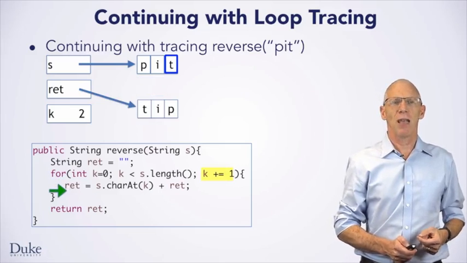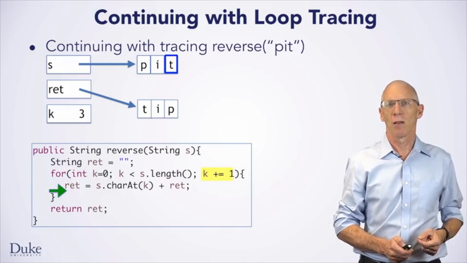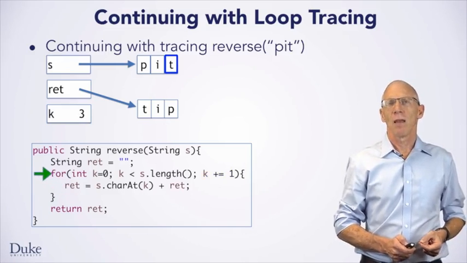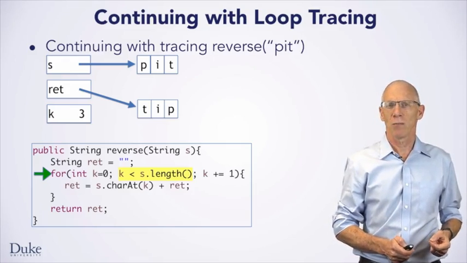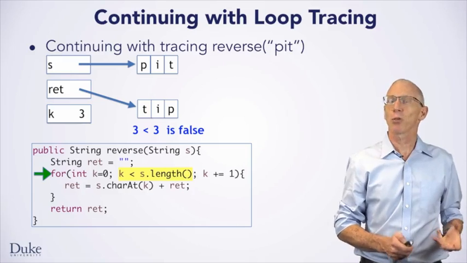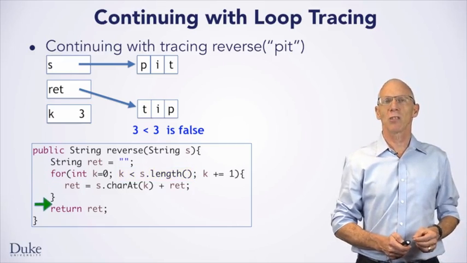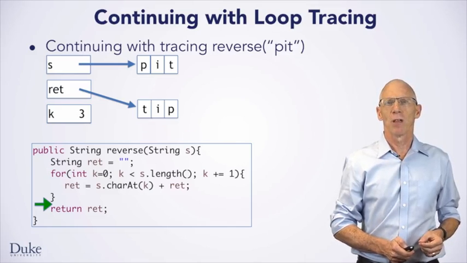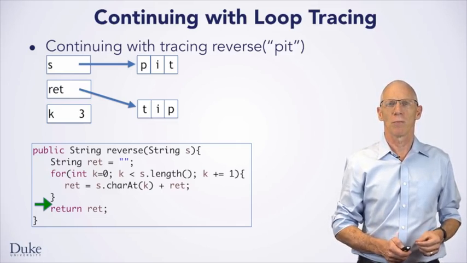The increment statement executes, which changes k to have the value 3. Now the loop guard will be evaluated again. As the loop guard is evaluated here, you can see that the value of k is 3, and the length of s is 3 as well. Since 3 is not less than 3, the loop guard is false. Control in the program continues to the statement after the loop. The value of ret is tip, the reverse of the string parameter s, so tip will be returned.